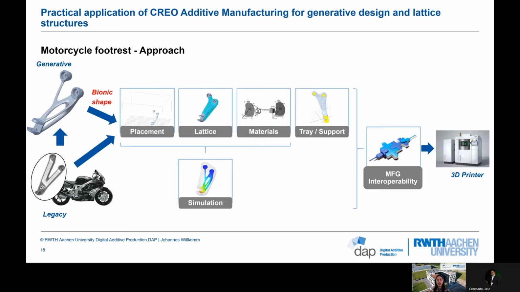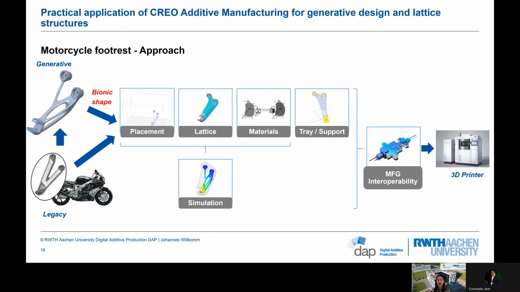So here the example is to redesign a footrest of this motorcycle. All in all, we did two redesigns of the part, one only with generative design and one with lattice structures implemented in a generative design topology. If you have seen previous sessions, the redesign with generative design is quite simple within Creo. What we use as a basis for lattice structures is such a bionic design you can see here on the left side of our part.